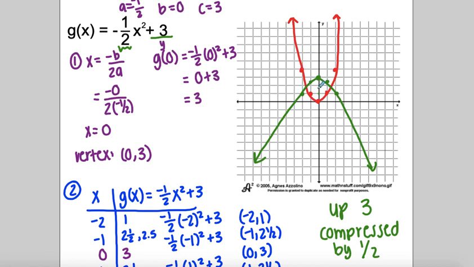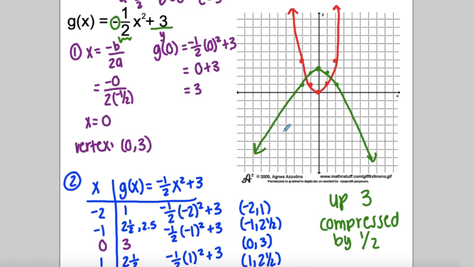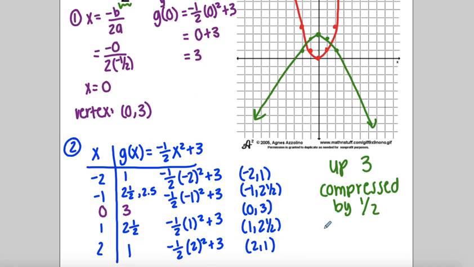And then my graph kind of flipped over, and so that means it reflected. And I can tell that also from my equation because I have a negative out in the front. So I'll say this is reflected.